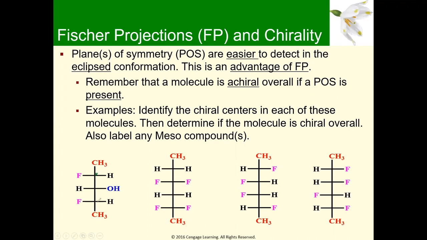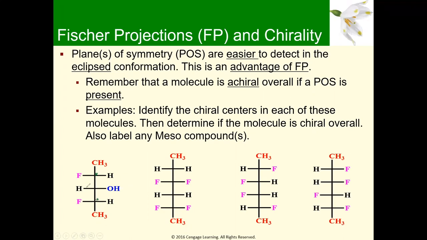But the one down below is. It's got 4 different groups. It's got the methyl, the fluorine, the hydrogen, and then this whole other part of the molecule is considered a 4th group, and so that one is chiral. That's the chiral centers.